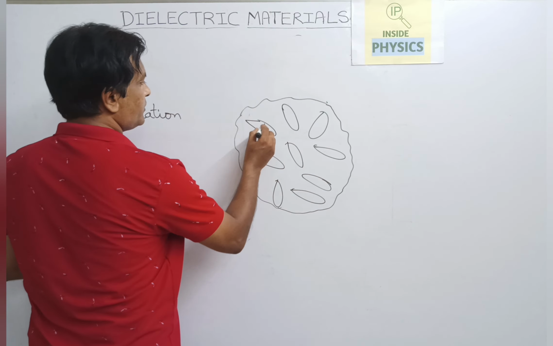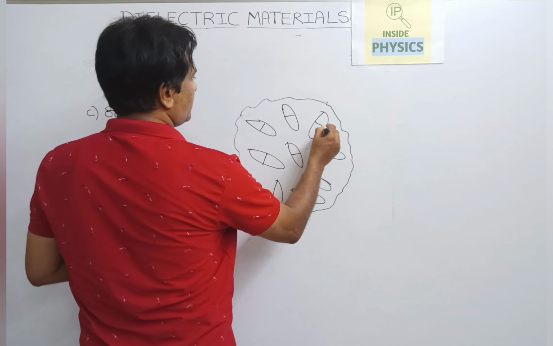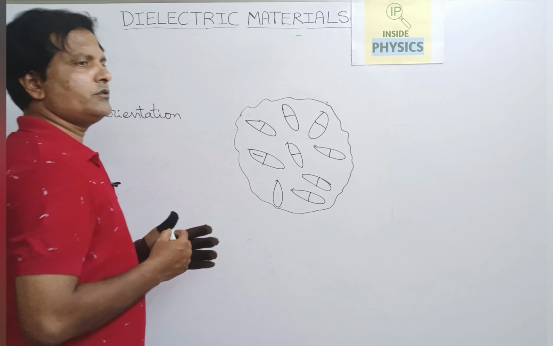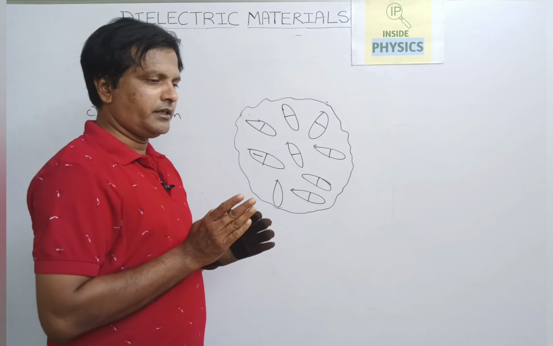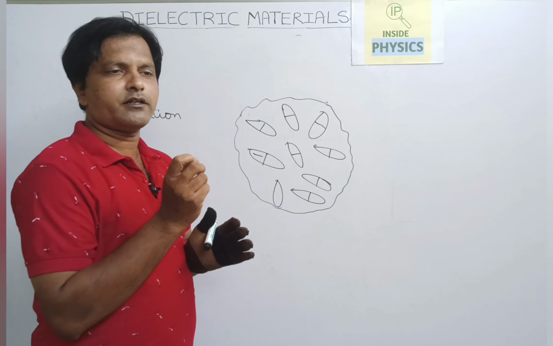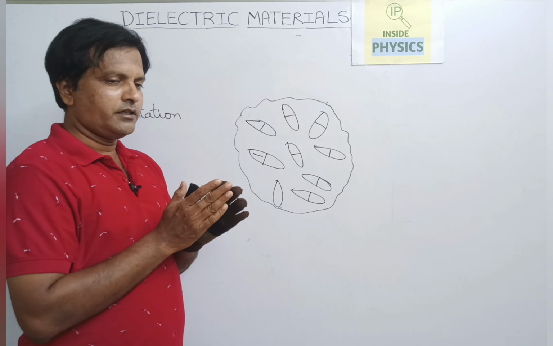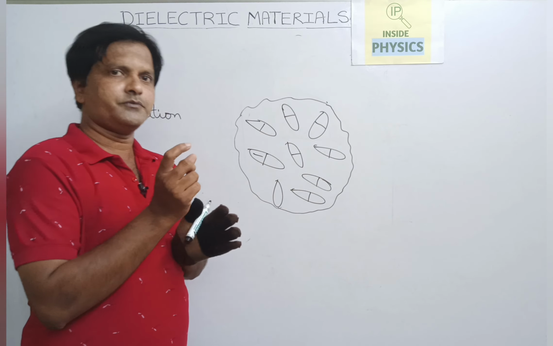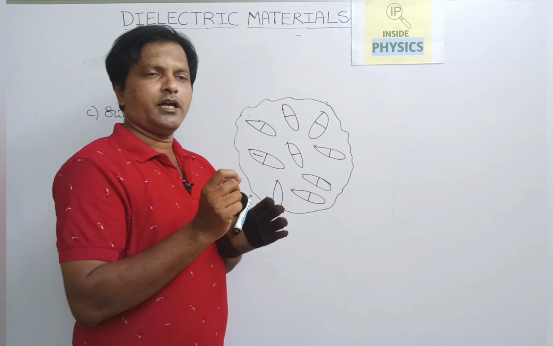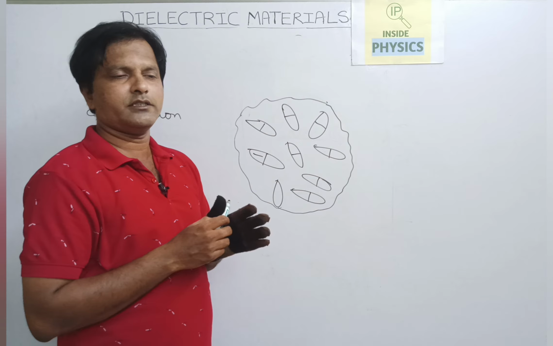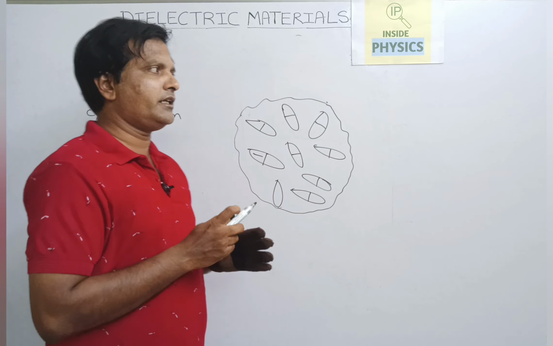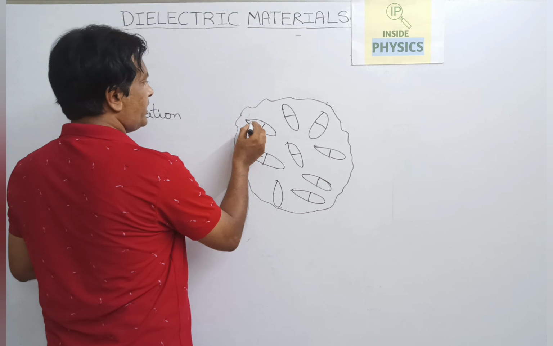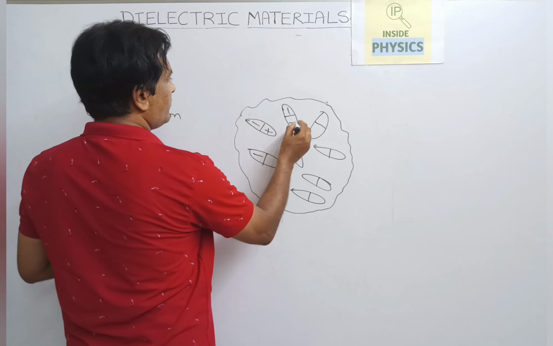Polar molecules have negative and positive centers of mass which are not exactly at the same place. The center of mass of the negative charge and the center of mass of the positive charge will not coincide in the case of polar molecules. That is why they show some intrinsic dipole moment.